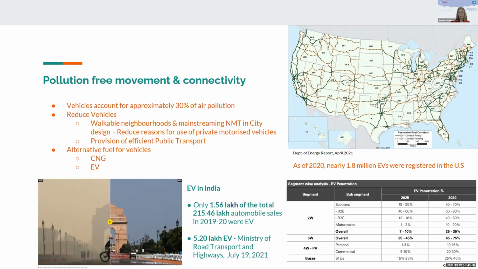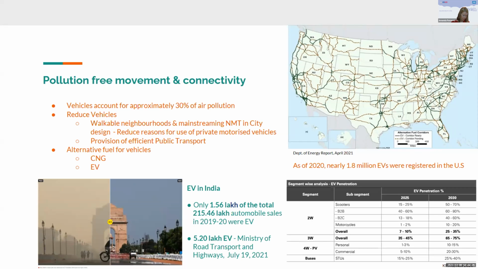It's a very straightforward answer. How do we do that? Create walkable neighborhoods and mainstream NMT, that's non-motorized transport, in city design. The moment we do that, the need for people to use privatized motorized vehicles has to reduce. The moment we reduce that, we are reducing the emission levels. And of course, if this is coupled with the provision of efficient public transport, it does make a great combination, and people for longer distances can use public transport.